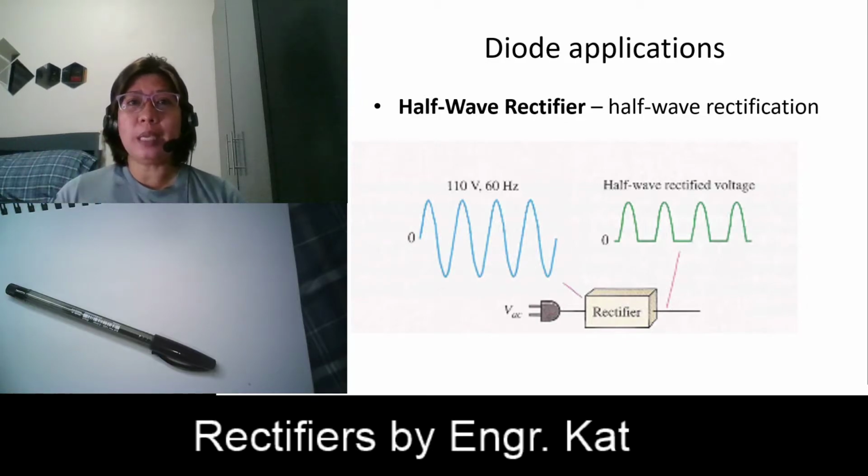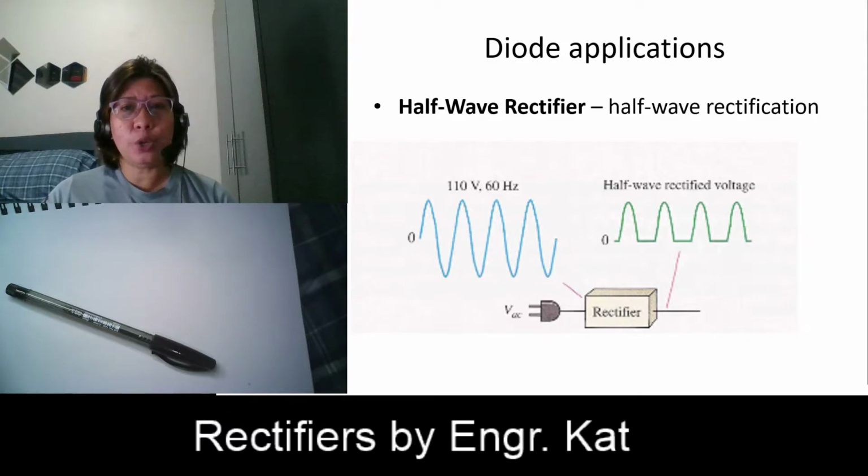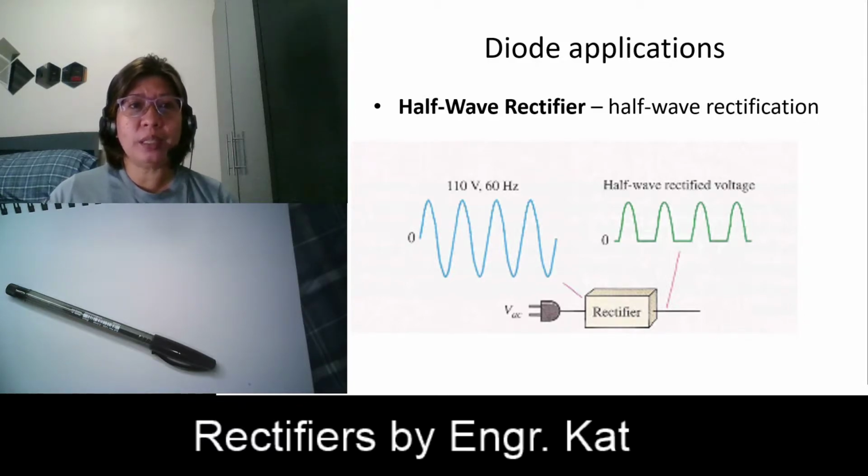Okay, so the process being performed by a half-wave rectifier circuit is what we call half-wave rectification. So what happens when we have a half-wave rectifier? We have here, for example, an input of 110 volts 60 hertz. Upon passing through a rectifier circuit, our waveform is like this. So what did you notice?